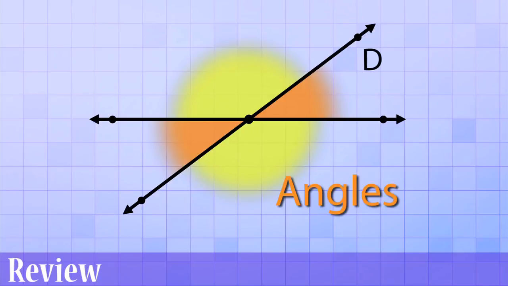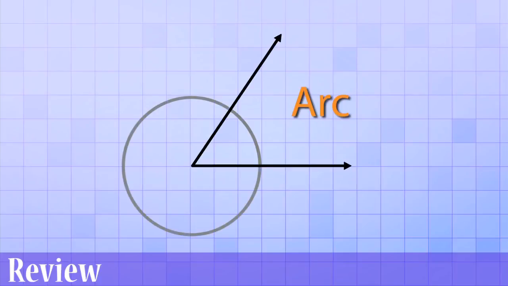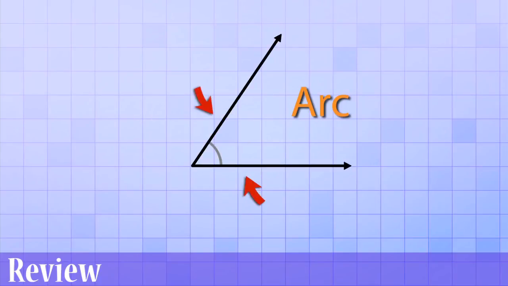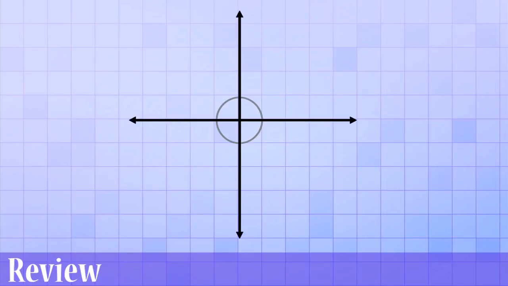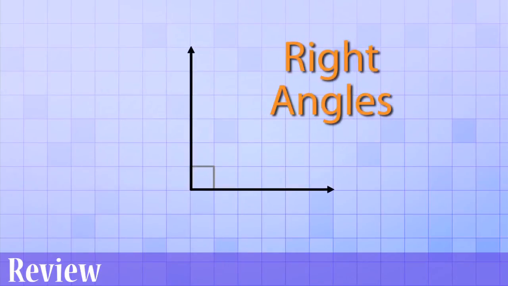Angles can be named by the points that form them, just like connect the dots. An arc is a part of a circle. Arcs can be used to represent an angle between two intersecting lines. When intersecting lines form all exactly equal angles, the lines are perpendicular. Perpendicular lines form right angles. Right angles are square corners, and we use a special square symbol to show that an angle is a right angle.